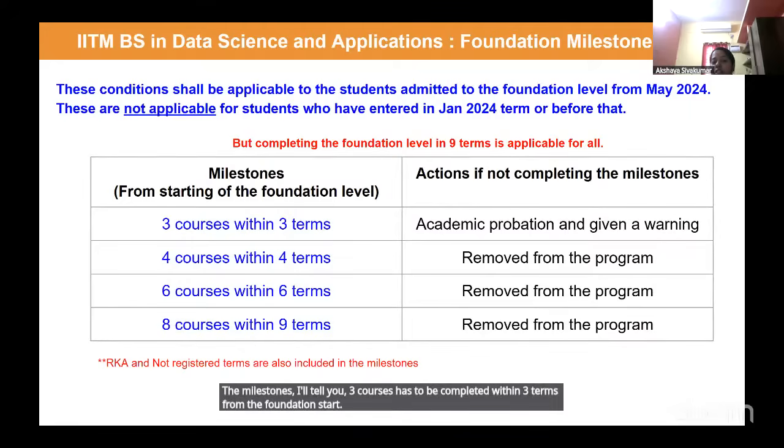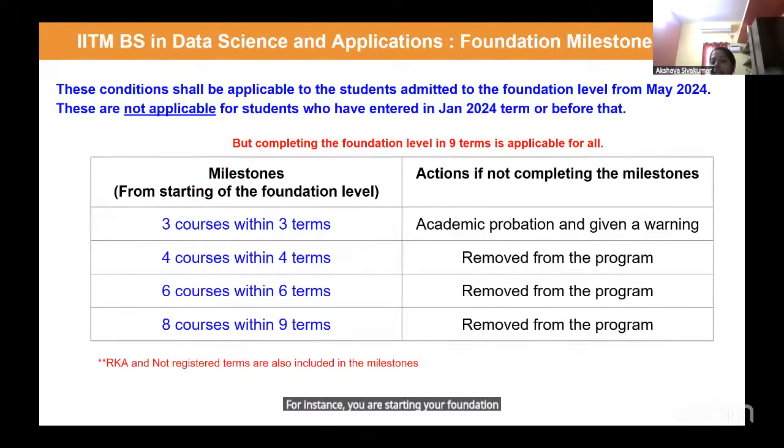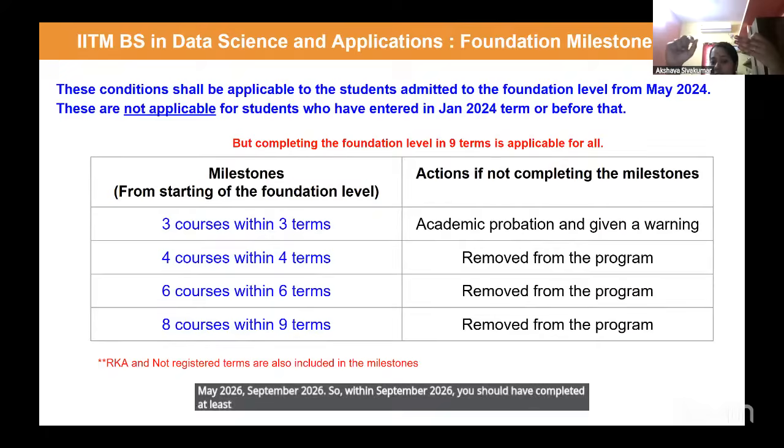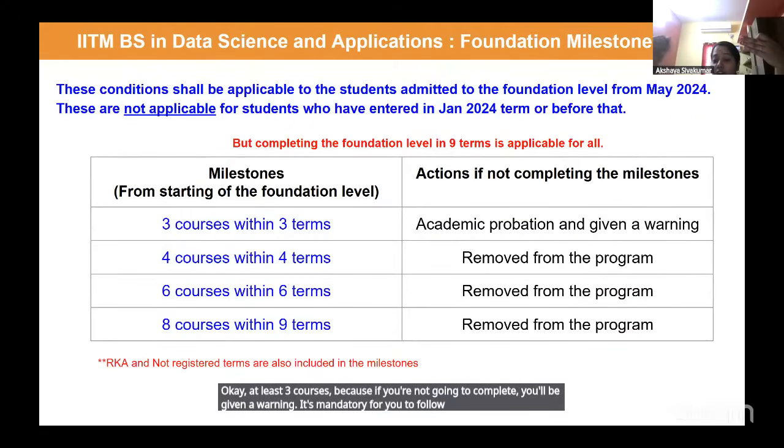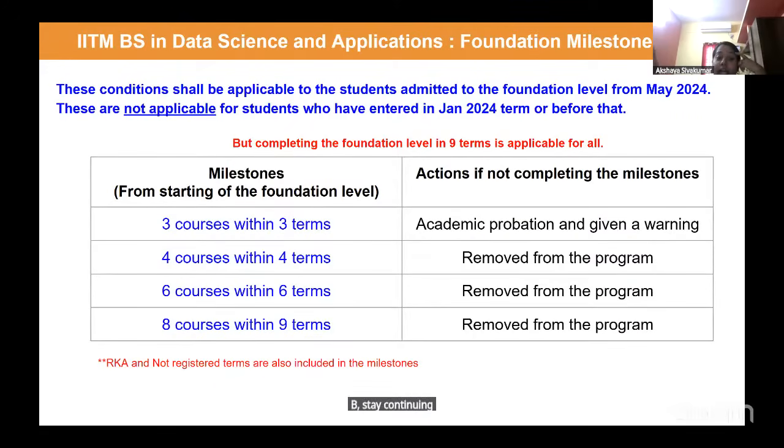For instance, you are starting your foundation in Jan 2026. The third term from where you have started is Jan 2026, May 2026, September 2026. So within September 2026, you should have completed at least 3 courses, because if you don't complete them, you will be given a warning. It's mandatory for you to follow this pattern in order to continue in the program.